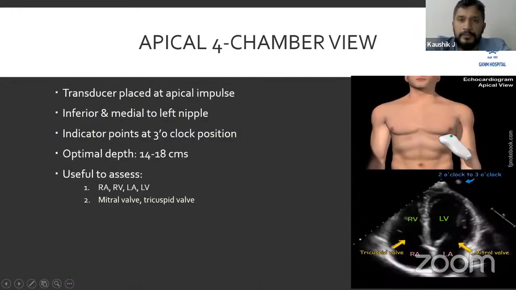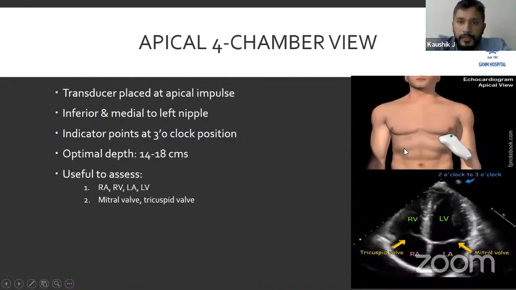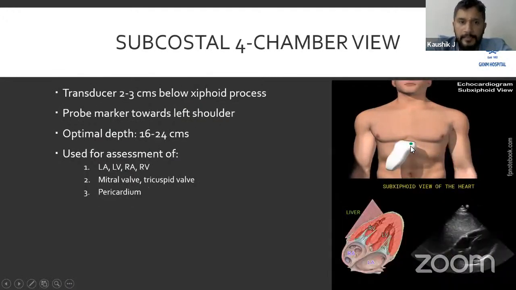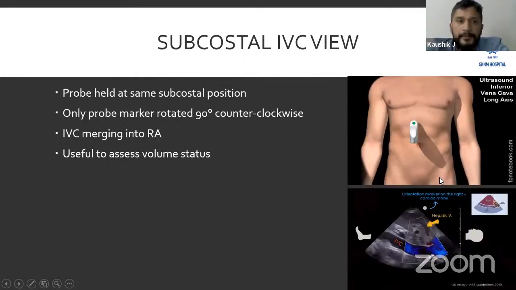Next, we have the subcostal view, that is a four-chamber view. Again, the probe is placed below the xiphoid process, and the marker is kept towards the left shoulder. Ideally, it is usually at around 3 o'clock position. The optimal depth for obtaining this view would be around 16 to 24 centimeters, and we can see here that the four-chamber view again pops up. However, we have the liver shadow, which is seen on the left of the screen, useful in evaluating the left atrium, left ventricle, the right atrium, and the right ventricle, as well as the mitral and tricuspid valve in between.